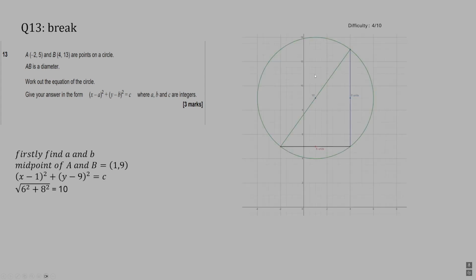Well, if you look at this diagram here, this is the circle and these are the points. You can see that across from negative 2 to 4 there is 6, and from 5 to 13 there's 8. So you just use Pythagoras to find this diameter. And from that we know that the radius is 5 because it's half the diameter. And we now know that this is the equation because it's r squared.